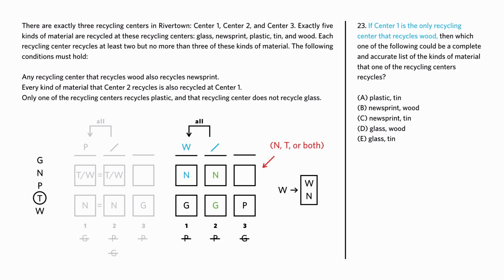Now let's take a look at the answer choices. A seems like it's possible in the third group, so let's go ahead and leave it. B isn't possible in any group, so we can eliminate it. C isn't possible in any of our groups, so we can eliminate it. D isn't possible in any of our groups, so we can eliminate it. And finally, E also isn't possible in any of our groups, so we can eliminate that as well. Going back to A, again, there's no reason why group 3 can't recycle just plastic and tin, and so A is the correct answer.